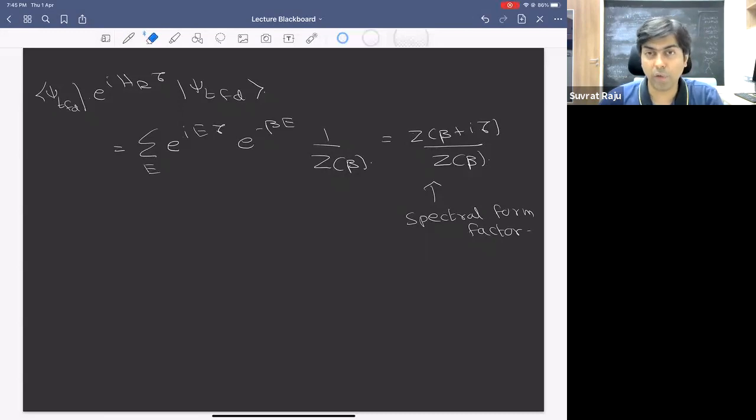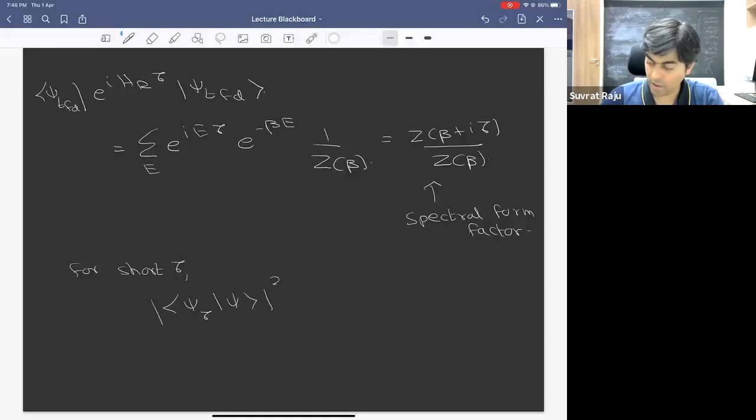If you are at very short times, you can compute what you expect this to be, and you will find that, calling this ψ(τ), it has the form e^(-τ² C/β²), where C is the specific heat of the black hole.